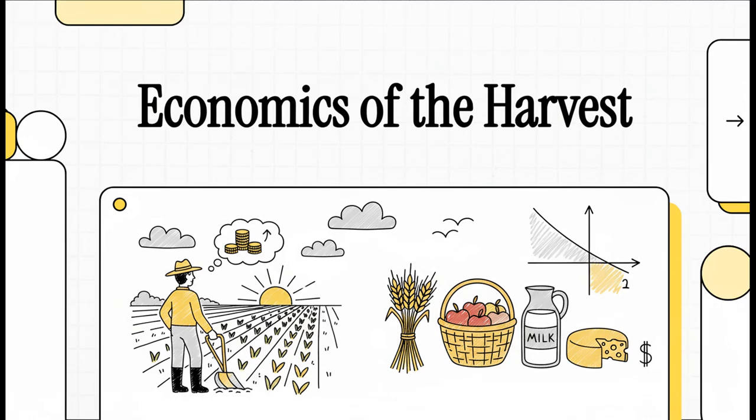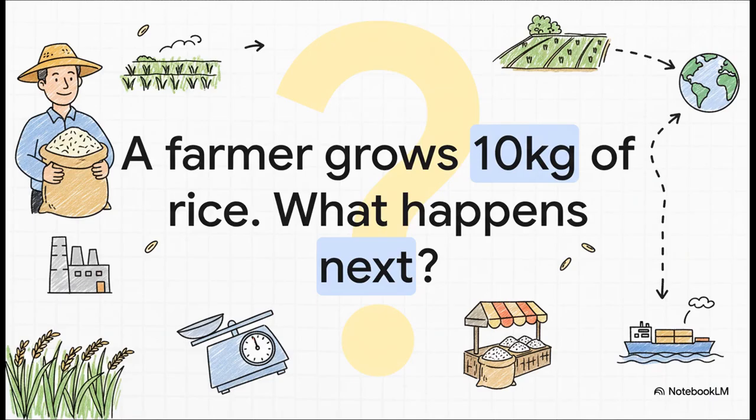All right, let's talk about something that connects the food on your plate all the way up to national policy. It all comes down to one core economic idea: producer surplus. Today, we're going to break down what that really means when we talk about the journey of food from the farm to the market. So let's get right into it.